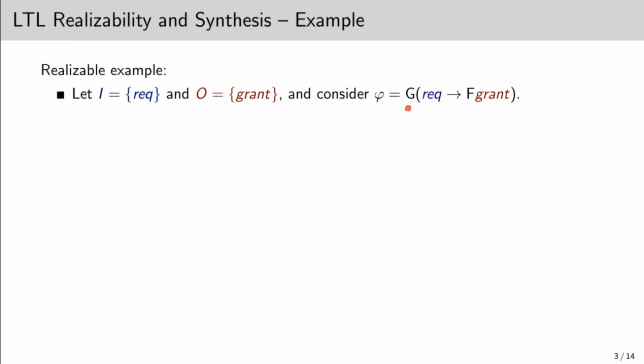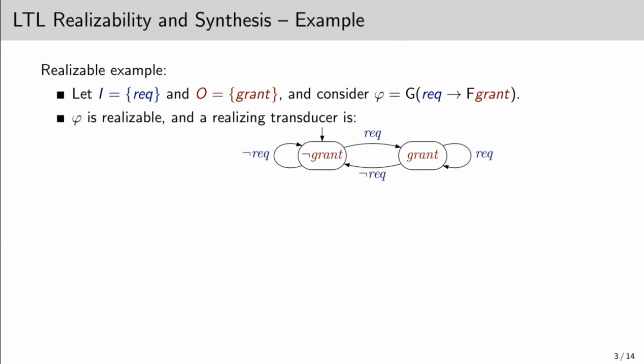Consider the formula always a request implies that eventually there is a grant, where requests are inputs and grants are outputs. That is, every request from the environment should be eventually followed by a grant from the system. Can this formula be realized? Certainly. Here is a transducer that realizes it. Whenever it sees a request, it immediately issues a grant. And if a request is not given, it does not issue a grant. Now let's try another example.